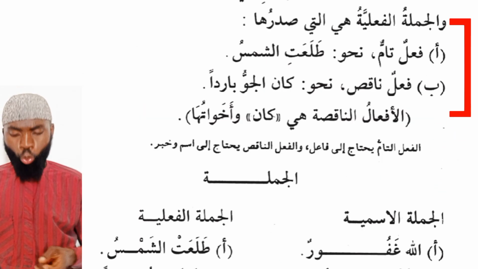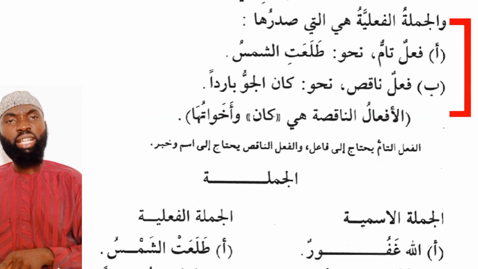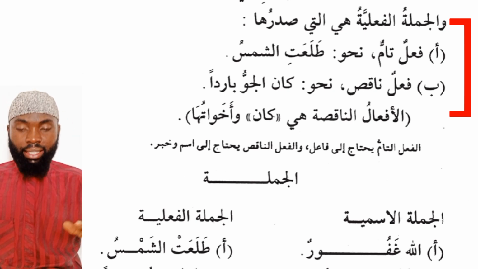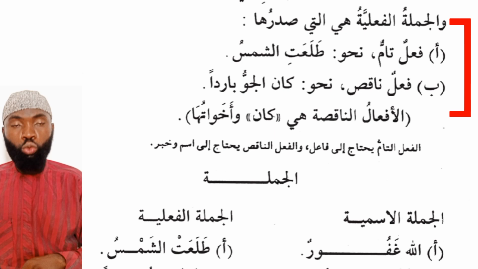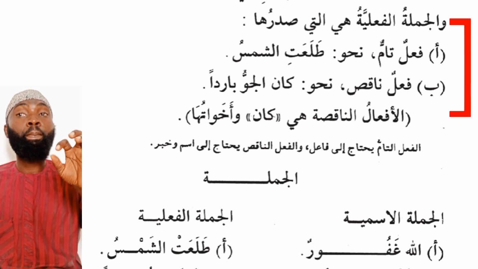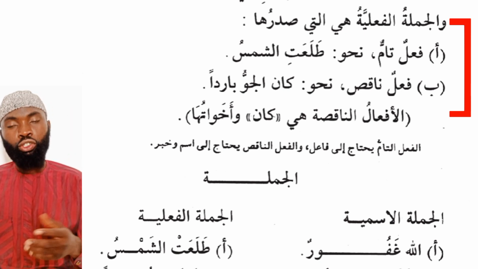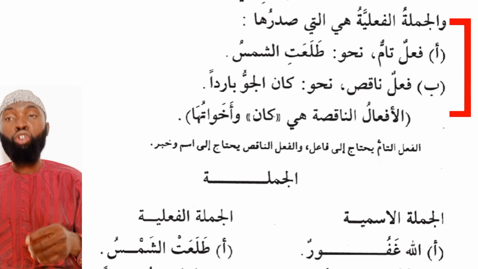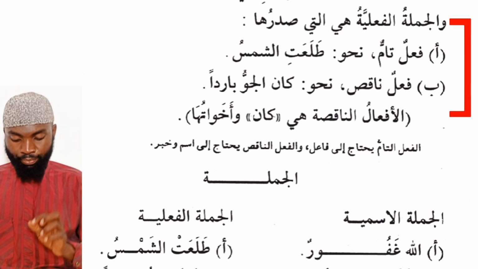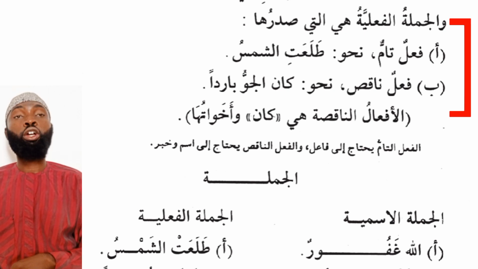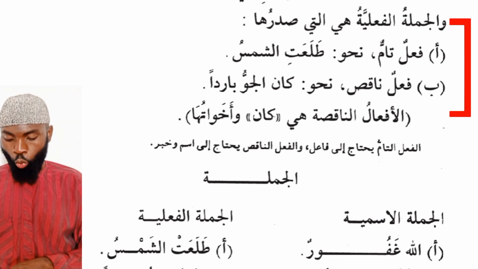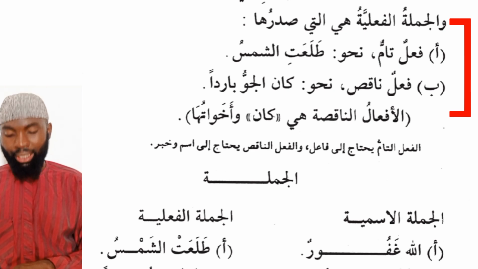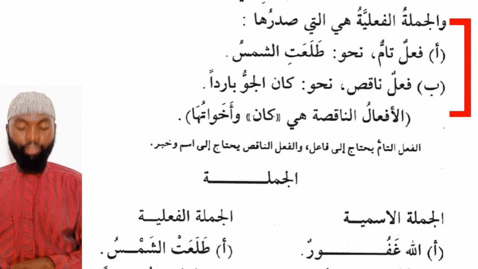Coming to here we have wal jumlatul fi'liyatu hiya allati sadruha. And the verbal sentence now, it is a sentence which begins with fi'lun tamun, that is a complete verb. What is a complete verb? Example is Tola'ati Shams, so the sun rose. So Tola'ati is a complete verb. Or Failun Nakisun, an incomplete verb. An example is Kana al-Jawu baridan, the weather was cold. So the word Kana there is an incomplete verb.